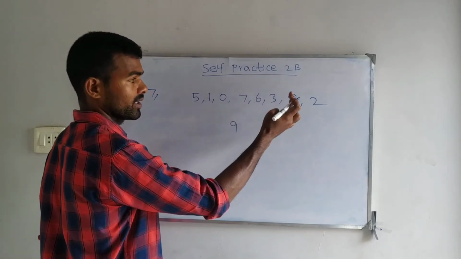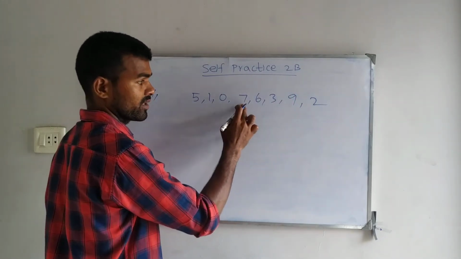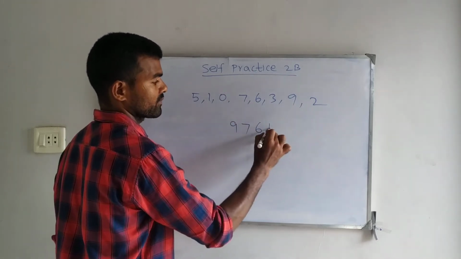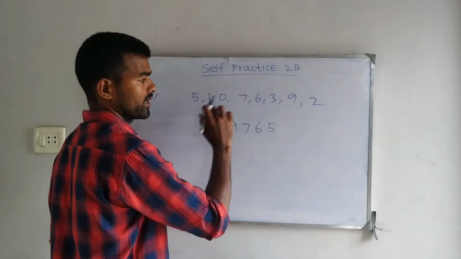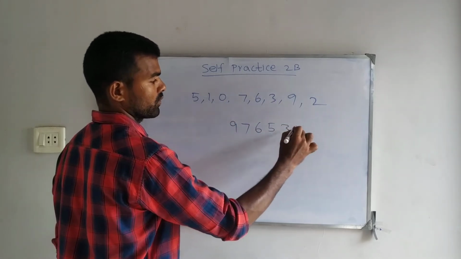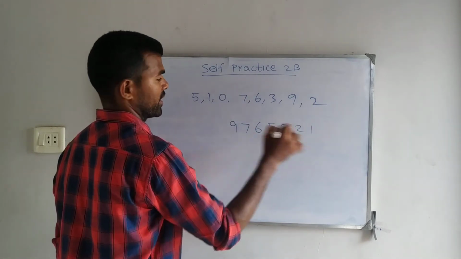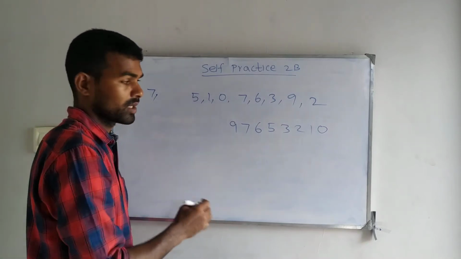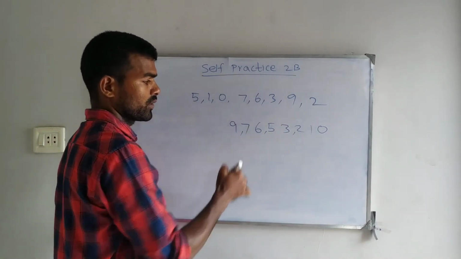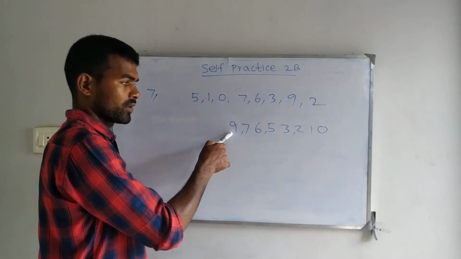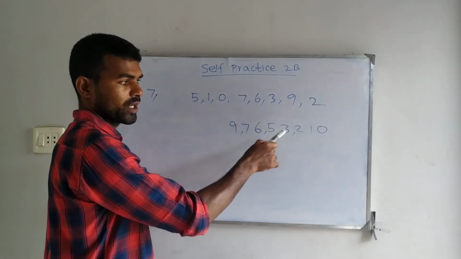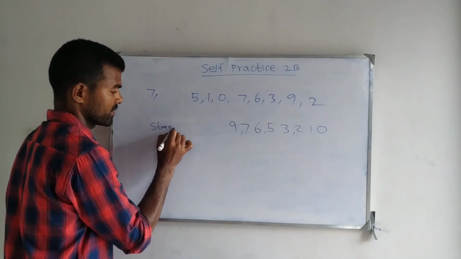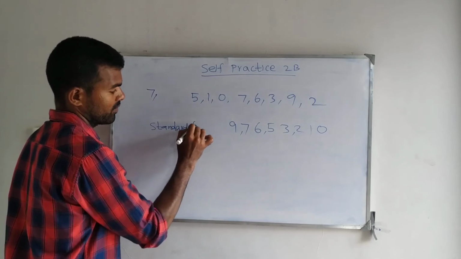After 9, next see, is 8 there? No. After that, see, is 7 there? Then after 7, see next 6. After 6, see next 5. Is 4 there? No. See next 3. Next number 2. Next number 1. And the last number is 0. Now see, this is the largest number. Separate using commas: 9,76,53,210. This is the standard form.